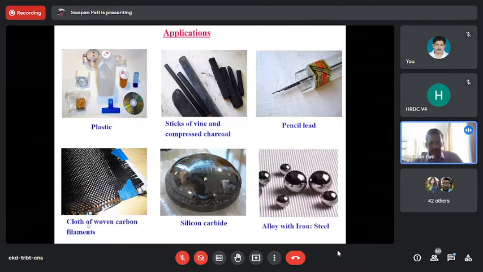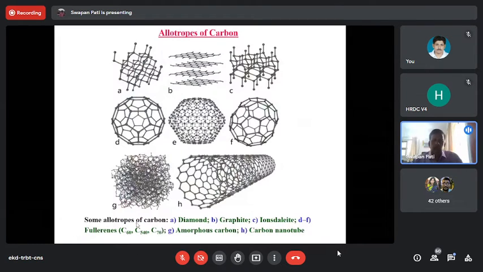Plastic, sticks of wine, compressed charcoal, pencil lead, graphite, alloy with iron, steel, silicon carbide, cloth of oven, carbon filaments, etc., etc. Heavily used actually. Many household stuff is also made up of carbon. Allotropes of carbon: diamond, such a beautiful thing, so costly, so expensive. Graphite, which is used in pencil. And then there are many others: amorphous carbon, carbon nanotubes, fullerenes, and other things have been used.